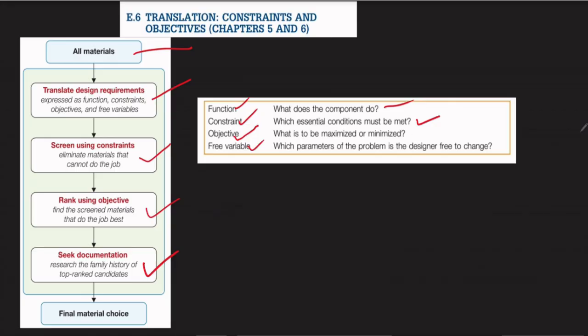After your objective, you can go to the free variable. The free variable is what you have the ability to change. It doesn't matter what it is. It can be the choice of material, if you have 2 or 3 materials that have passed the selection, or it can be the thickness of the material. It's something that you can play with, something that you can change. Now that you've understood this, let us go into question 6.1.